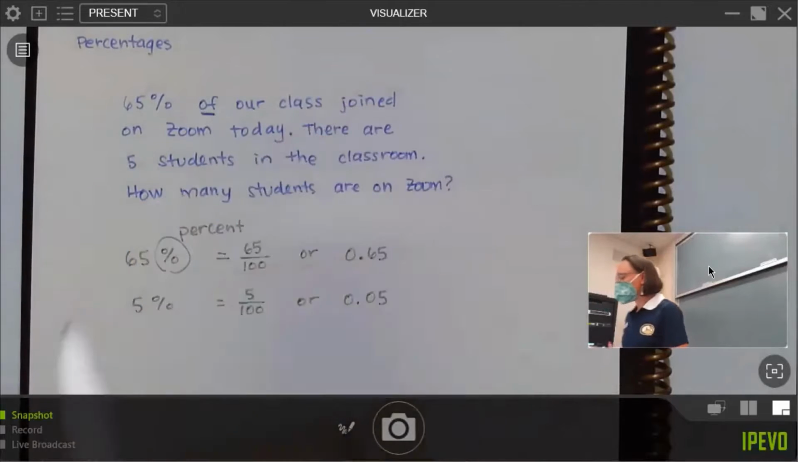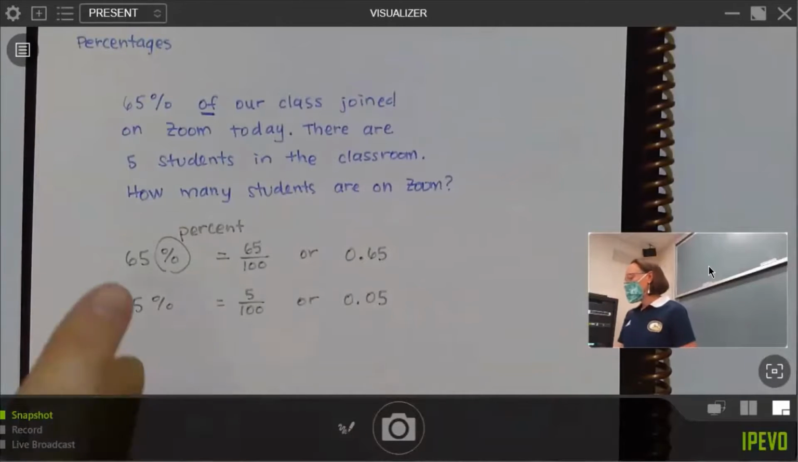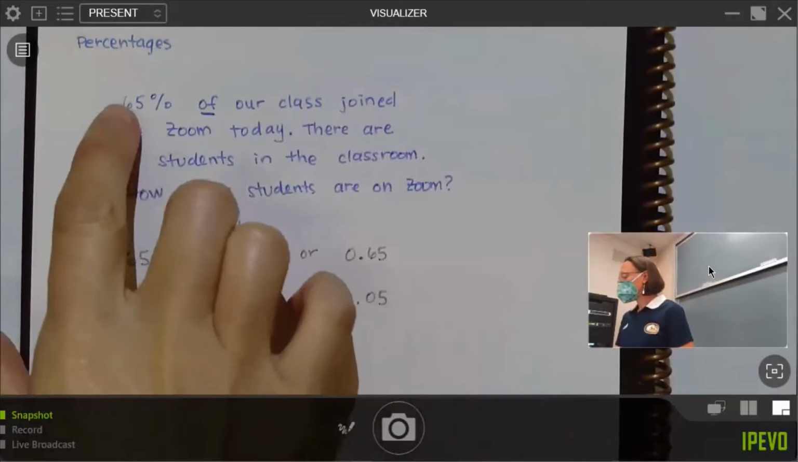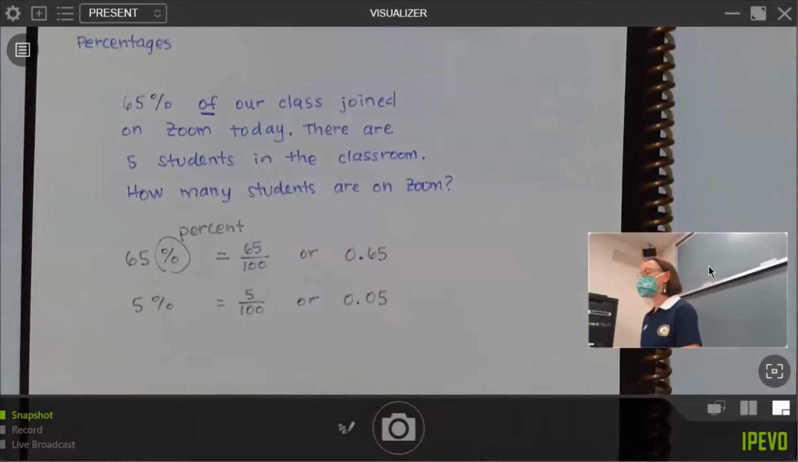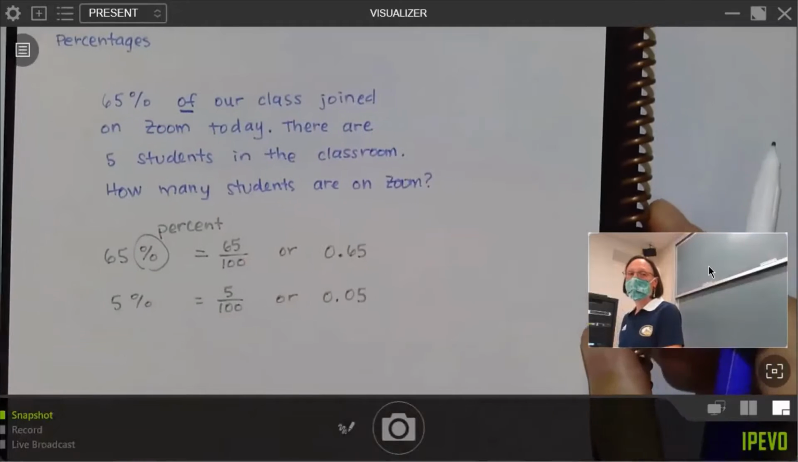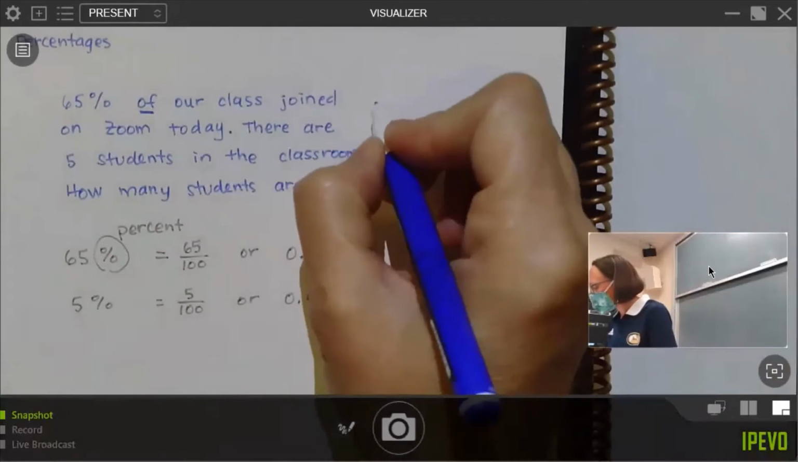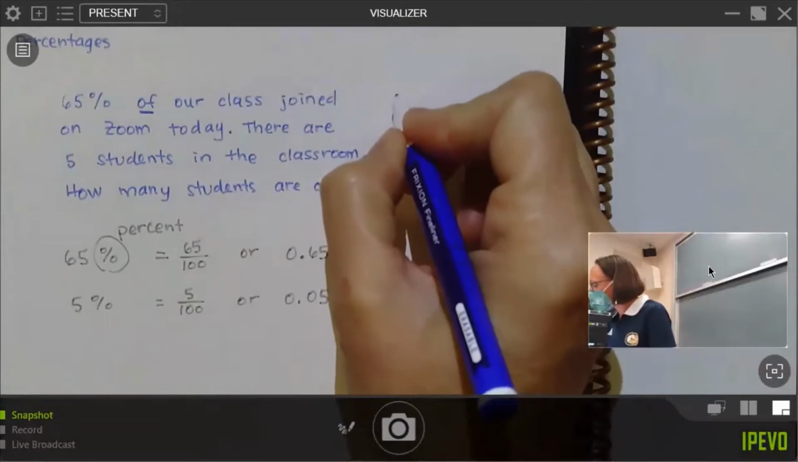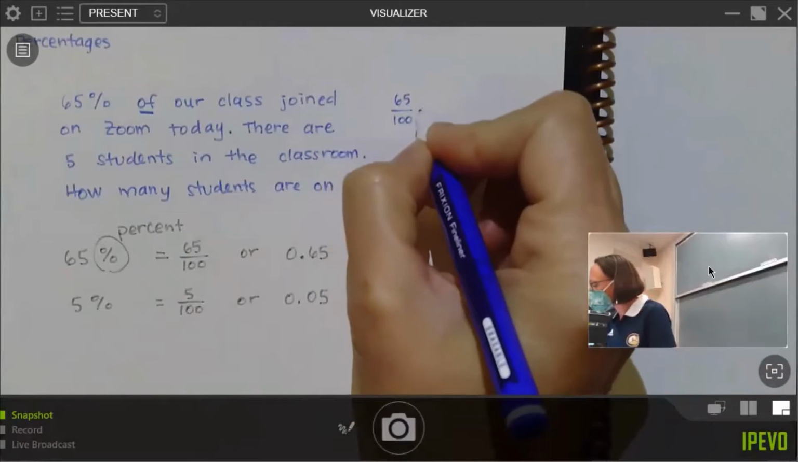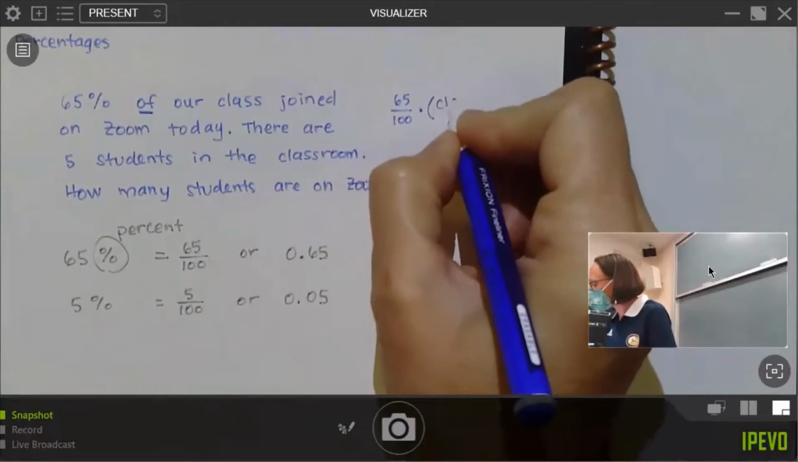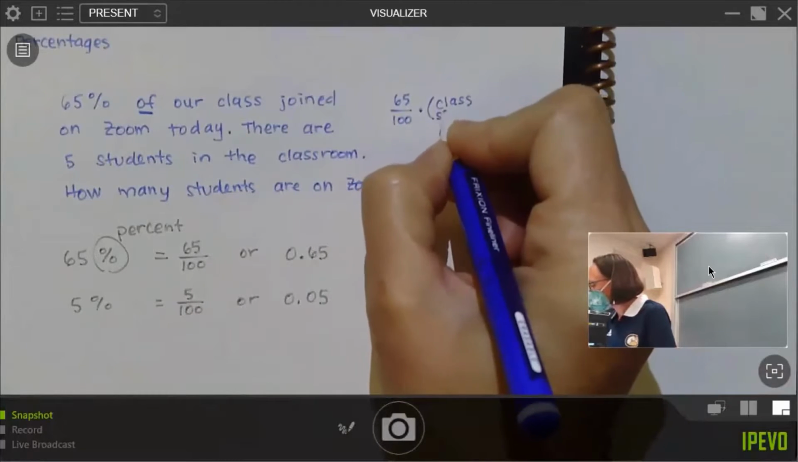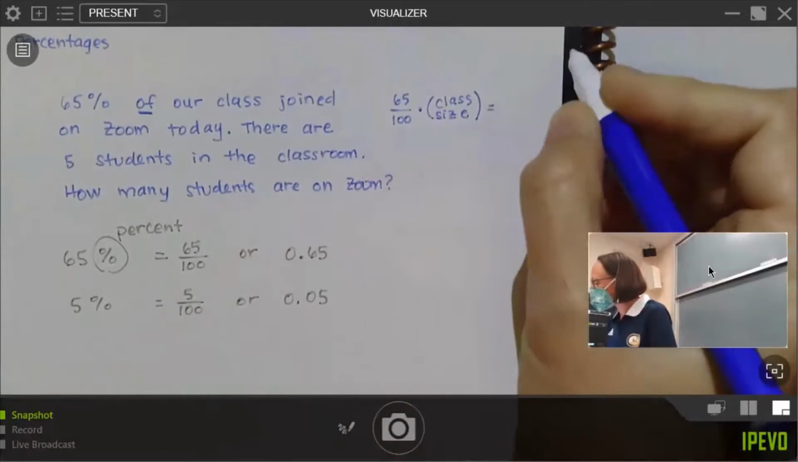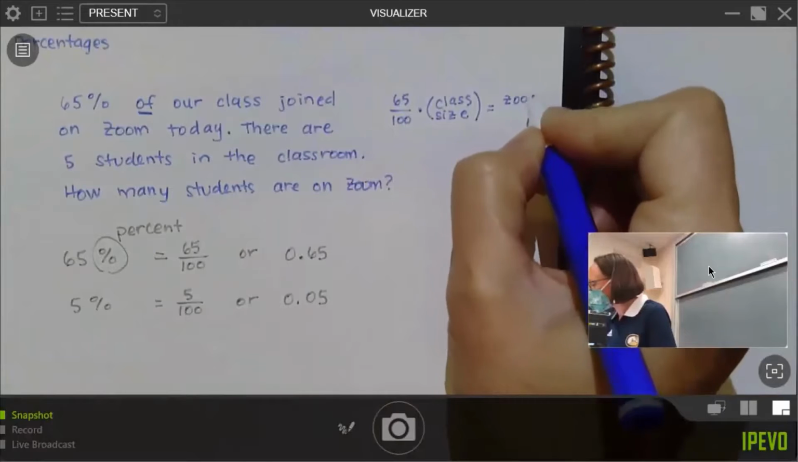That word of in a statement, like if I say 65% of, that of means I'm going to multiply something. So if I were translating that first sentence into mathematical symbols, I could write that 65% of our class joined on Zoom today. I could say 65 out of 100 times our class size equals the Zoom students.